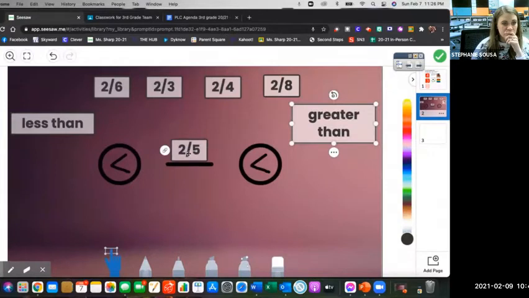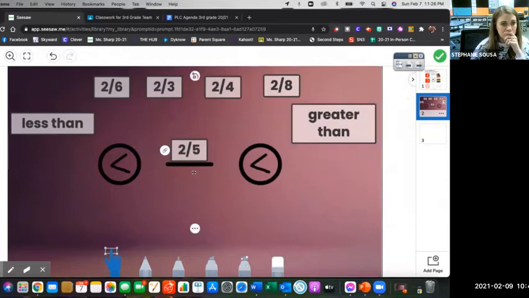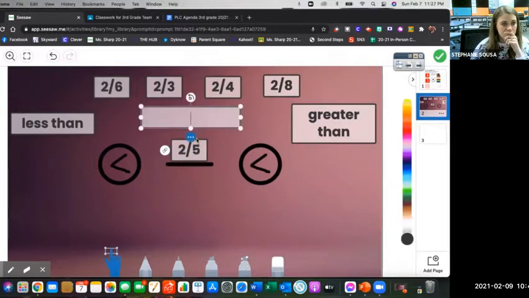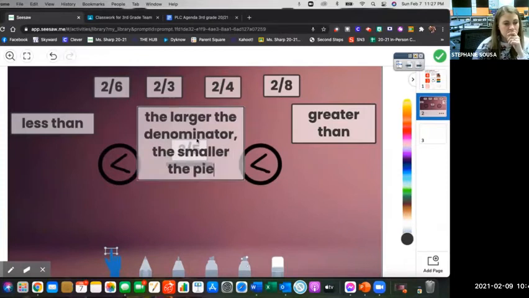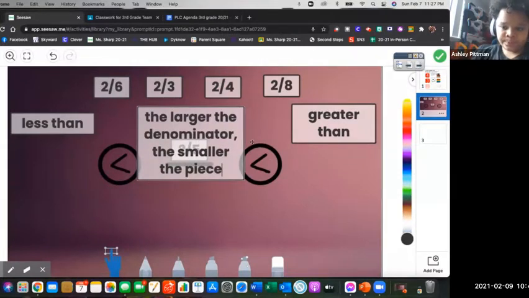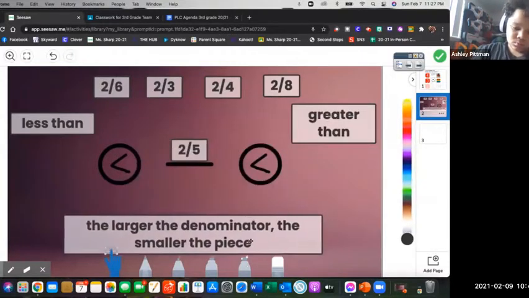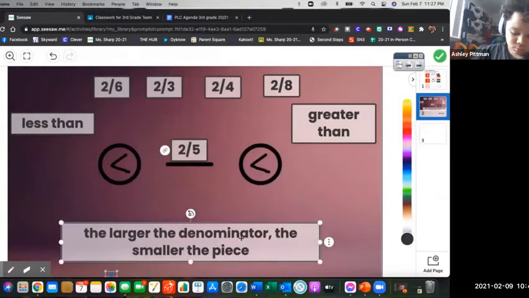And so that I know that I am doing my best and using what I know about fractions, I'm going to first think about what I know. I know that when the numerators are all the same, I'm going to look at the denominator. And I remember that saying that the larger the denominator, the smaller the piece. It's opposite of what I normally think. So I'm going to keep that in mind as I do this sort. And I'm going to put it down here just to remind myself.